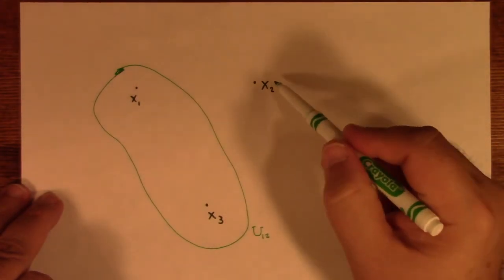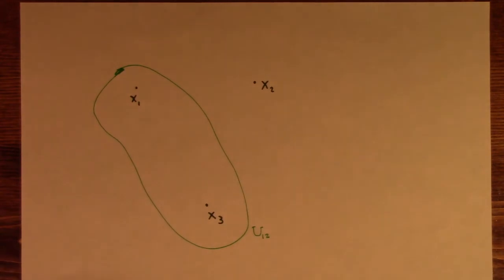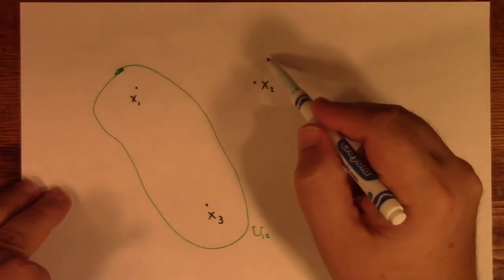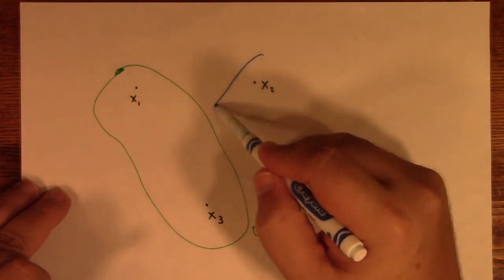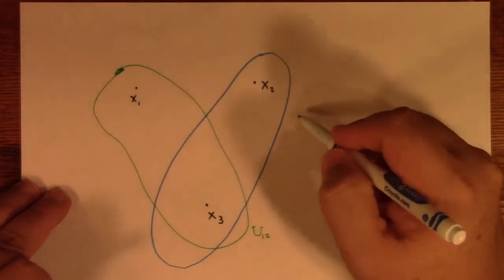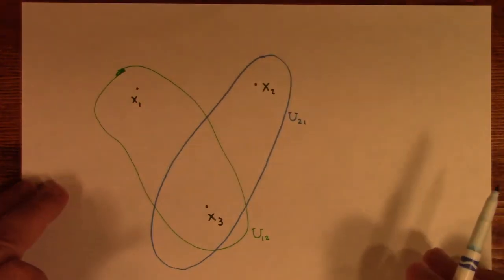Now, U21 could look like... I'm going to make all the ones that are centered on U2 blue. So U21 could be something like this. That would be U21. It cannot contain 1, is the point.